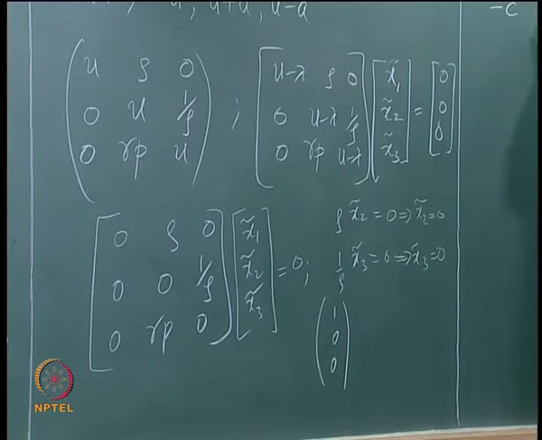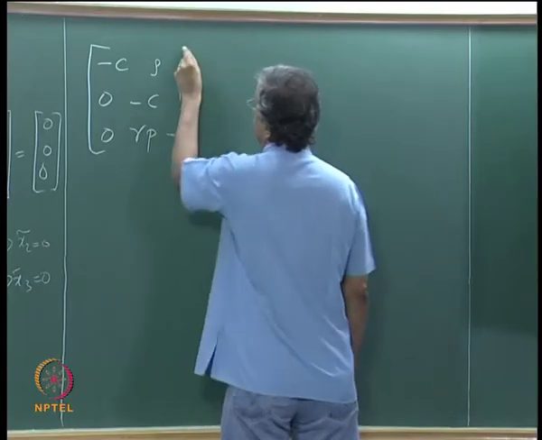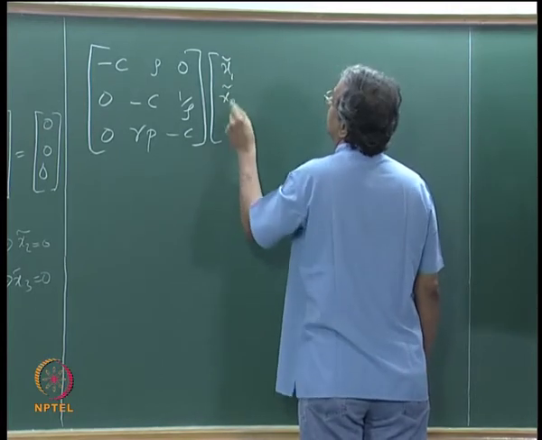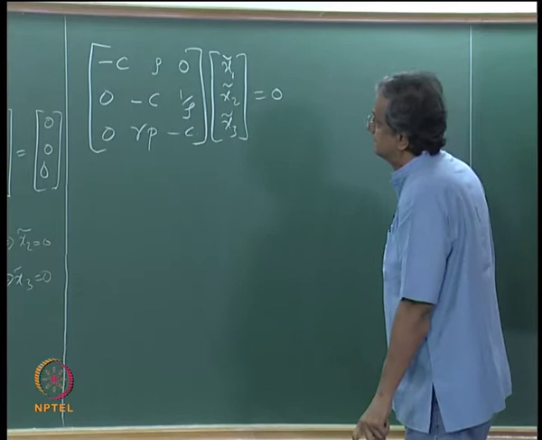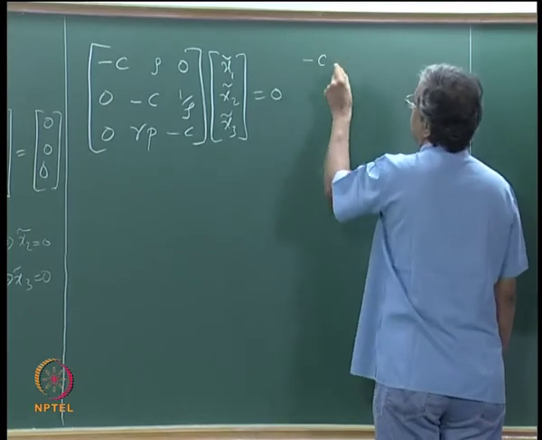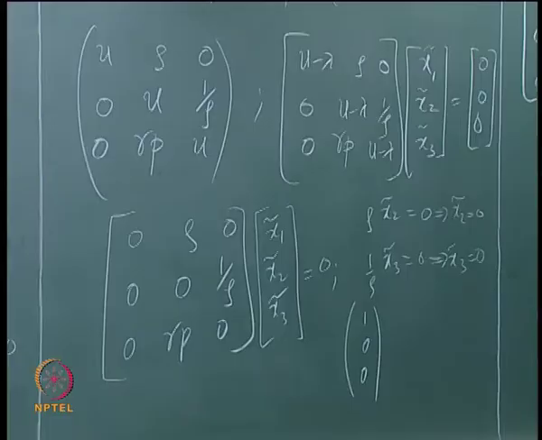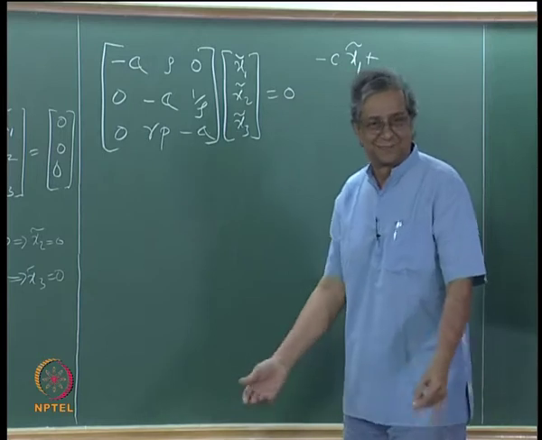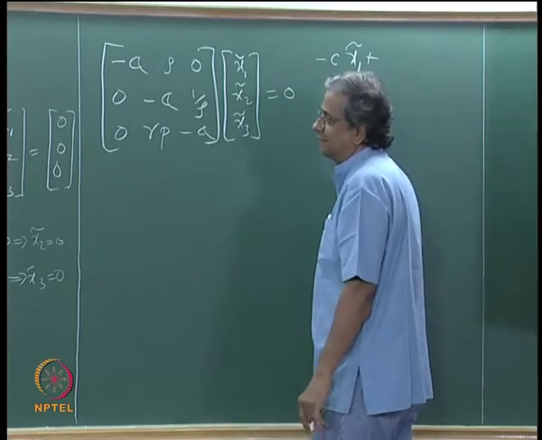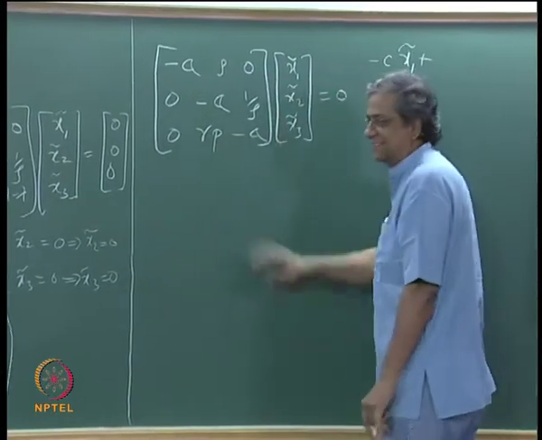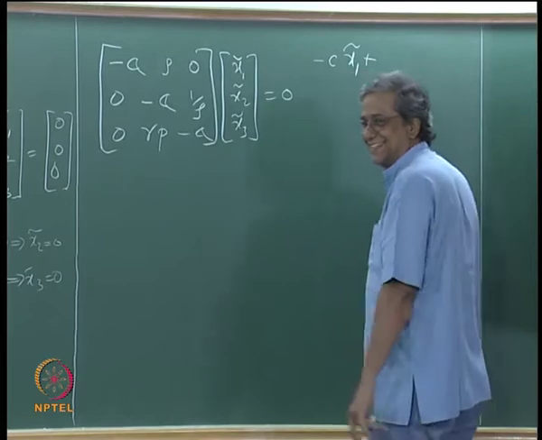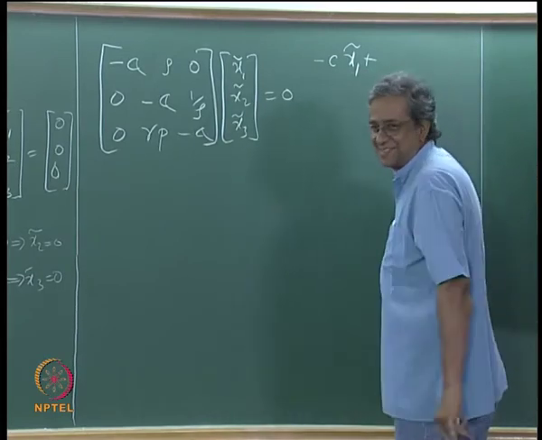Minus c, rho, 0; 0, minus c, 1 by rho; 0, gamma p, minus c, acting on x1 tilde, x2 tilde, x3 tilde equals 0. So what does this give you? Minus c x1, u plus a. Sorry, thank you very much. Yes, sometimes I use c, sometimes I use a. Sometimes I don't want confusion between this and the dou u dou t plus a dou u dou x, so I sometimes switch to c. In my book, in fact, I think I use c. It doesn't matter, as long as we are consistent notationally.